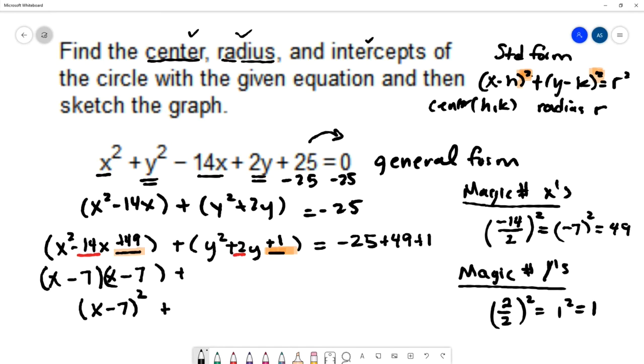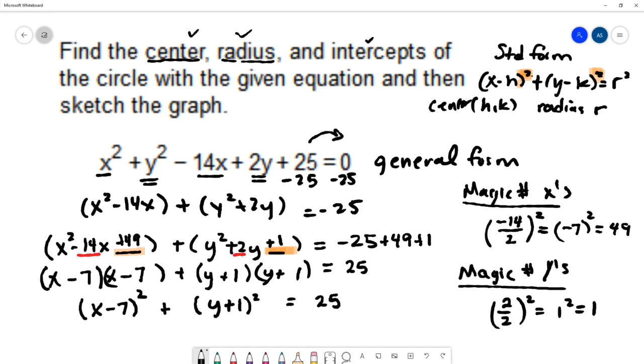For my y group, if I try to factor that trinomial, y times y is y squared. 1 times 1 is 1. We want to create a plus 2 in the middle, so we need pluses. And that's a 1y plus a 1y is 2y. So that gives y plus 1 squared. On the other side of the equation, we have 49 plus 1, that's 50. 50 minus 25 is 25.